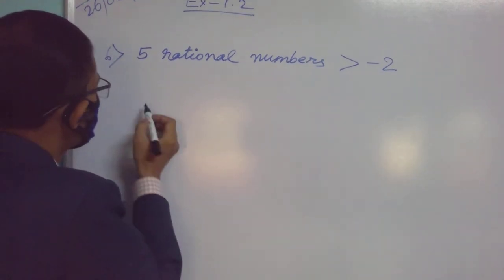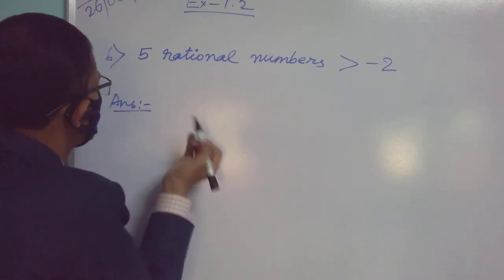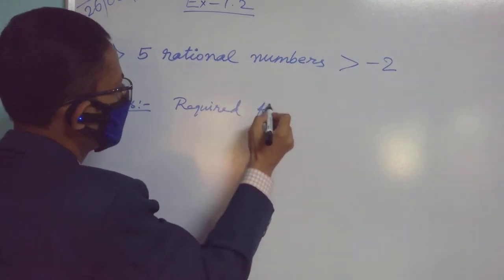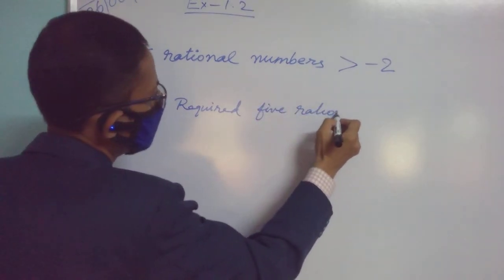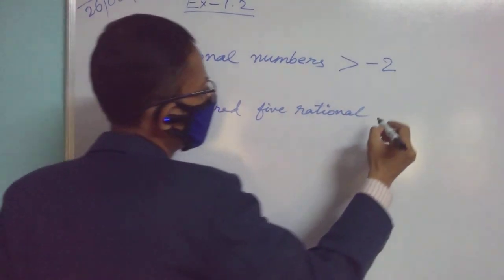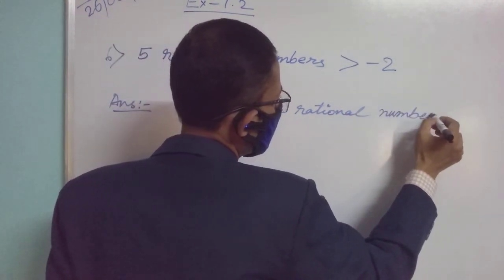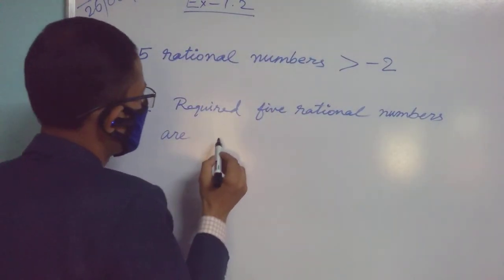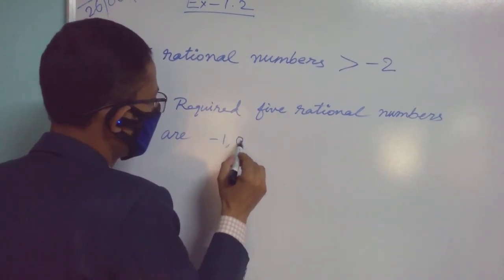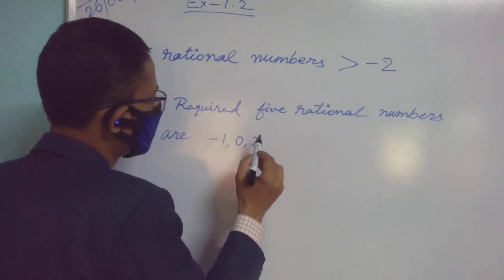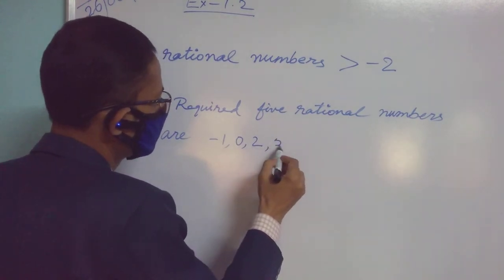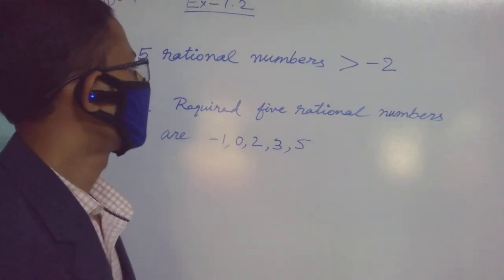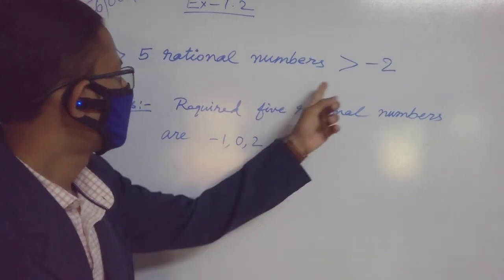Now you can easily write down 5 rational numbers which are greater than -2. The required 5 rational numbers are -1, 0. You can write 1 also, 2, 3, 5. Any number which is on that side of the number line, every number is greater than -2.